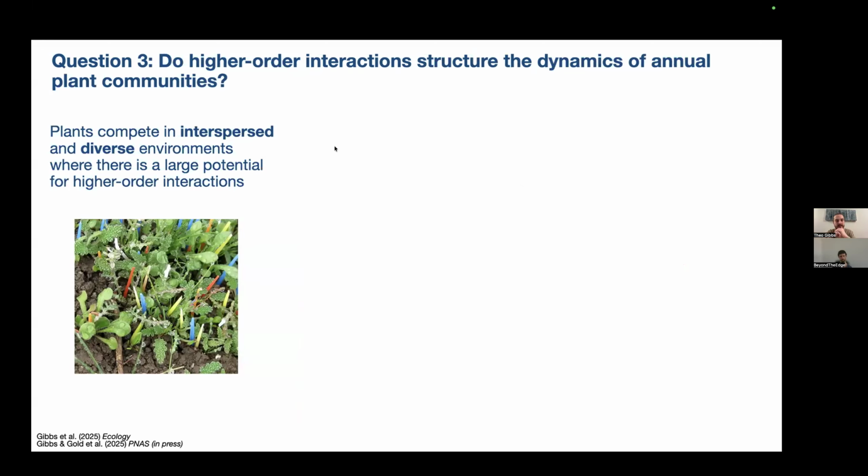And so these kinds of annual plants can compete and intersperse in diverse environments where there's a large potential for higher order interactions. So here I'm showing you this cute picture of all these little plants, and each of the different colored toothpicks is a different species. So these plants will experience competition from a broad range of neighbors in their lifetime.